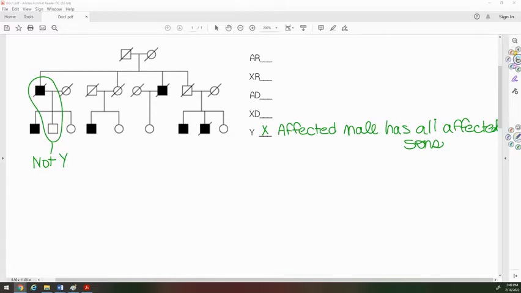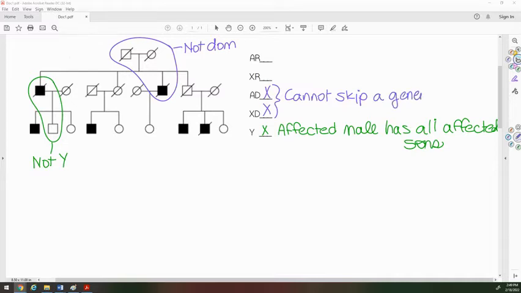Next, we're going to look at the top. These two parents do not have the trait and their child does. So that means it's not dominant because dominant traits cannot skip a generation. Any child with it, one of their parents has to have it.